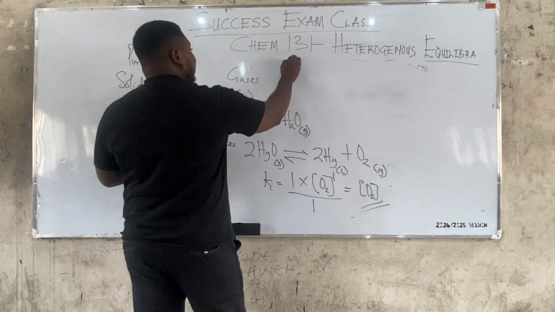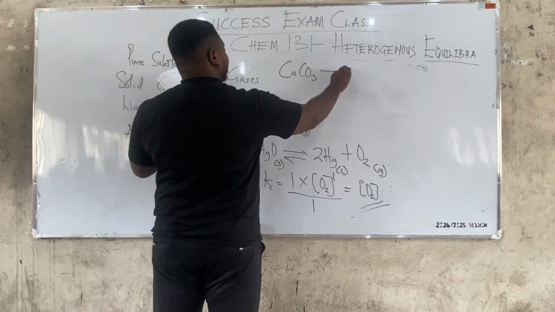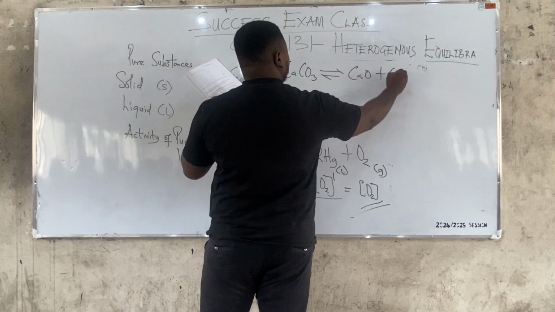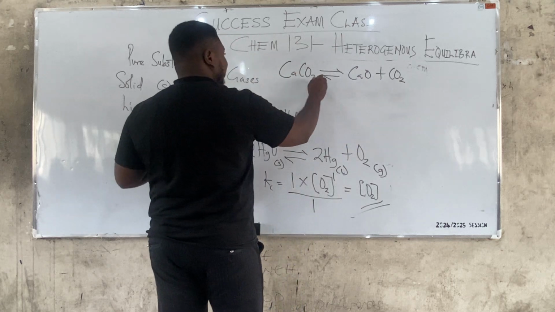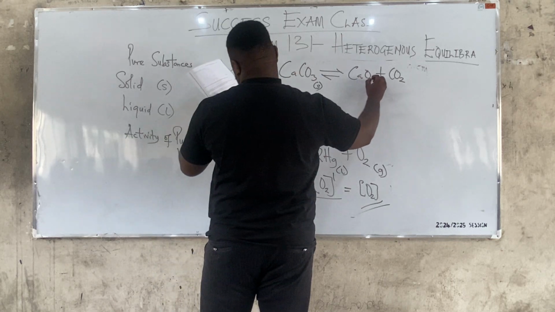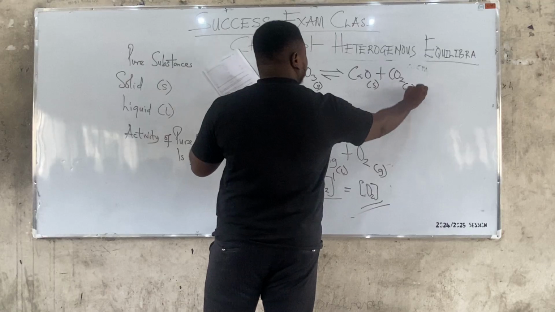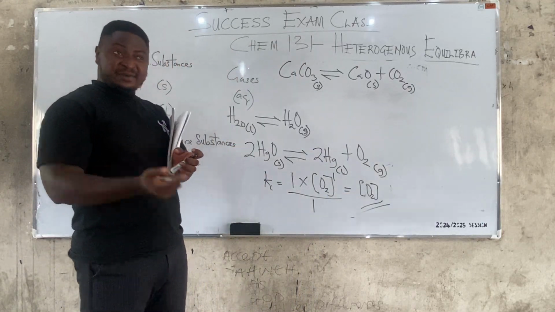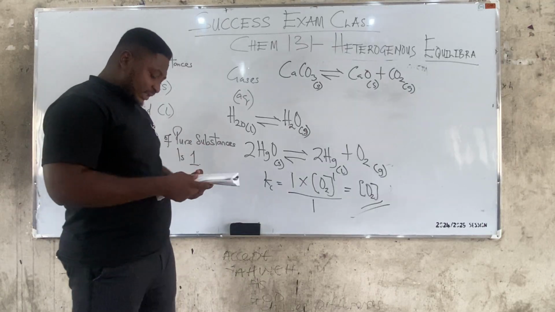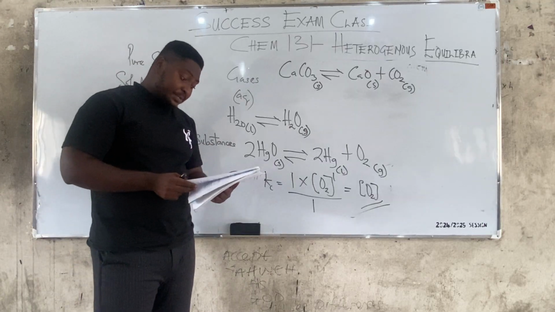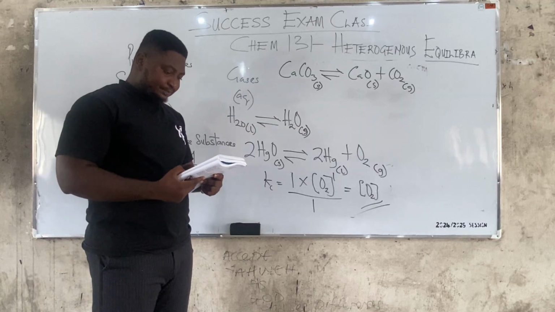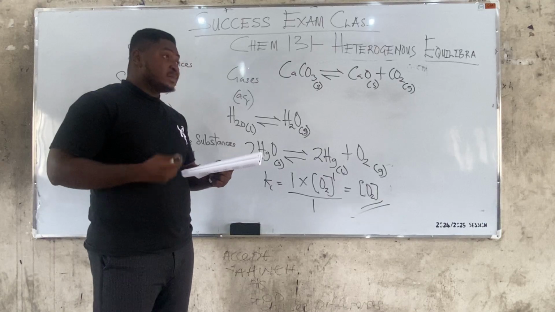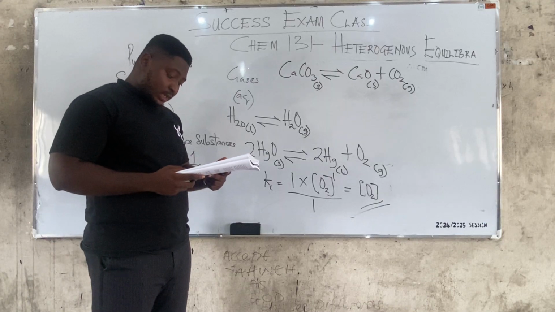Another good example is CaCO3. When it breaks down, it gives CaO plus CO2. CaCO3 and CaO are solids, and CO2 is a gas. This is the only one that is not pure, right? So I believe you can even write down the KC by yourself now, right? So this is heterogeneous equilibrium. Please take notes. Class, please take notes.